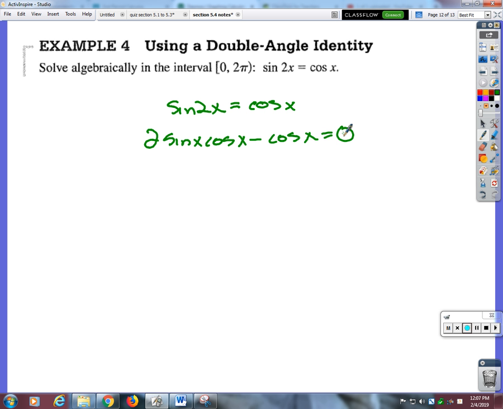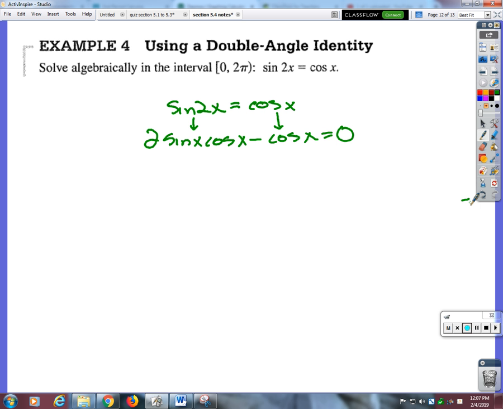It's this one subtracted over. Okay, so sine of 2x I turned into this based on the double angle identity that I just gave you, that sine of 2x equals 2 sine x cosine x. And then this cosine x is right here. Okay? All right, so now we have it set equal to 0.